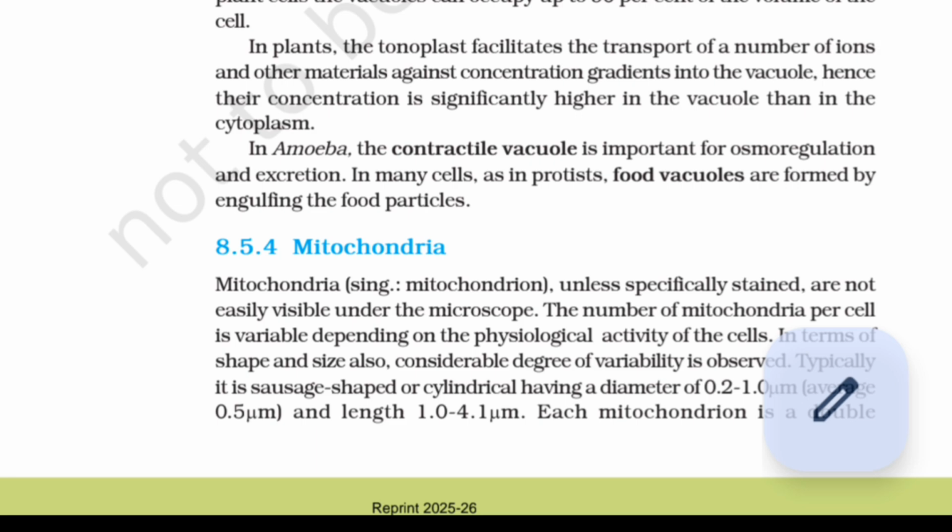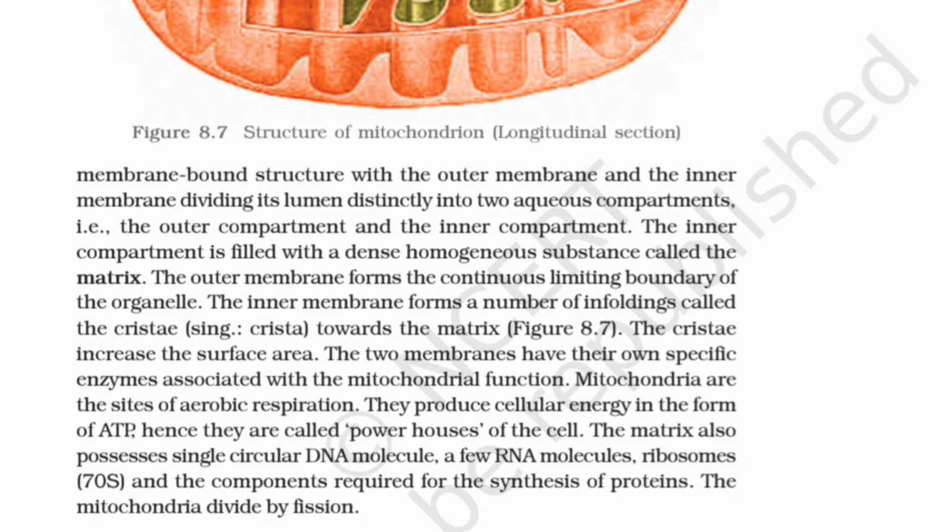Each mitochondrion is a double membrane-bound structure with the outer membrane and the inner membrane dividing its lumen distinctly into two aqueous compartments, the outer compartment and the inner compartment. The inner compartment is filled with a dense homogeneous substance called the matrix. The outer membrane forms the continuous limiting boundary of the organelle.